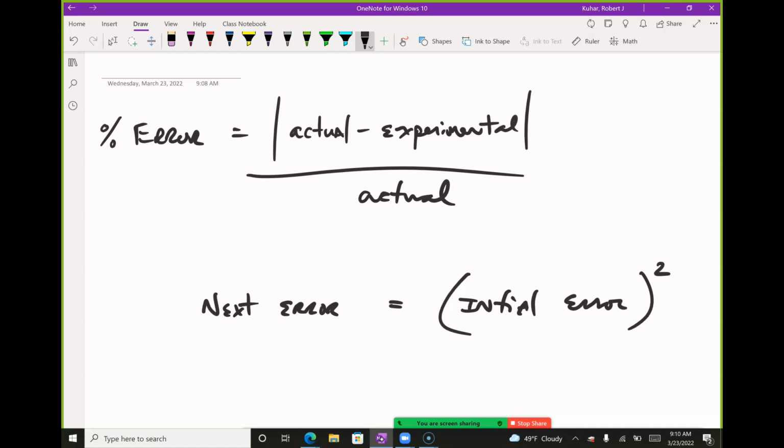Exactly. When the error is less than 1, exactly. When the error is really close to 0, and then I square it, it's going to get even closer to 0. And it'll never reach 0. Well, yes, it will. Infinite.